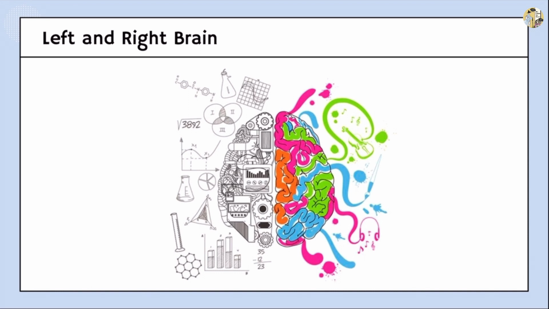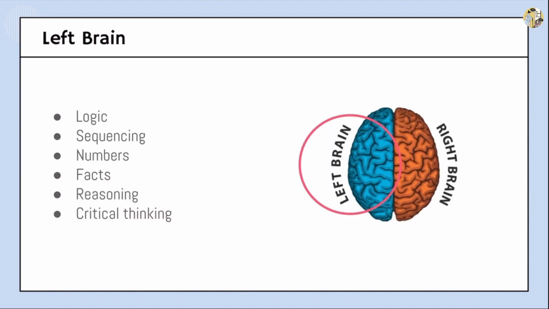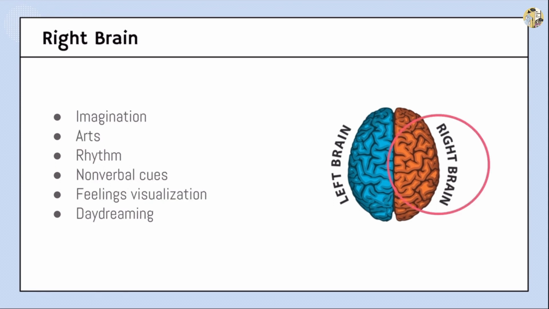Furthermore, the functional sections of the brain are divided into left and right sides. The left side and the right side of the brain are responsible for different but specific functions. The left side of the brain is in charge of logical thinking, sequencing, dealing with numbers and facts, reasoning, and critical thinking. On the other hand, the right side of the brain is responsible for imagination, arts, rhythm, nonverbal cues, feelings, visualization, and daydreaming.